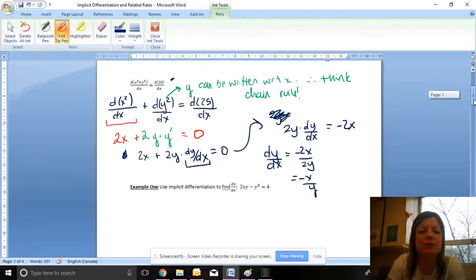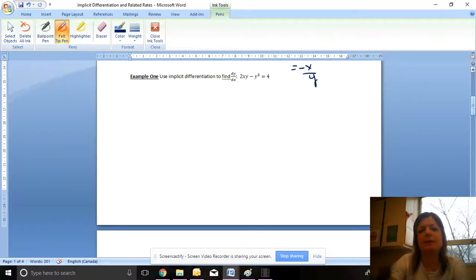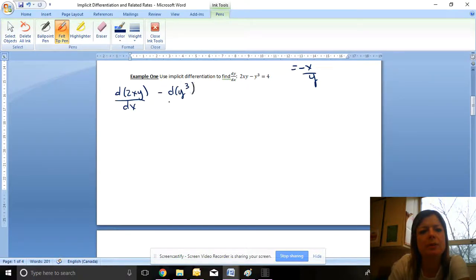Okay, so let's try another example to see if you guys can understand it. This one's a little bit more complicated. Okay, so the first thing we always do is take dy dx of both sides, or of each thing individually. So we're going to take d of 2xy dx minus d of y cubed dx equals d of 4 dx.